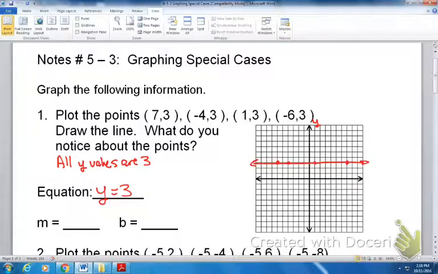Any horizontal line is going to be y equals whatever number it hits on that axis, okay? Like let's say I drew one down here. It crosses the y-axis at -7. That'd be y equals -7. Now we should know the slope of a horizontal line is always 0. And the y-intercept, where it hits the y-axis, is what we used for our equation, so it's going to equal 3. So remember, horizontal lines are y equals. Let's look at the next one.